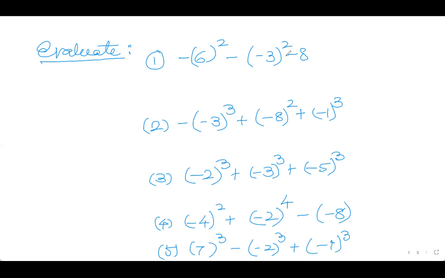What is the answer now? Let me know each answer correctly. Sir, the first one will be -53. Negative 53. What is the answer of the first term? Sir, 6 square will be 36 and that negative sign, so -36 -9. You are exactly right. This is a good answer.